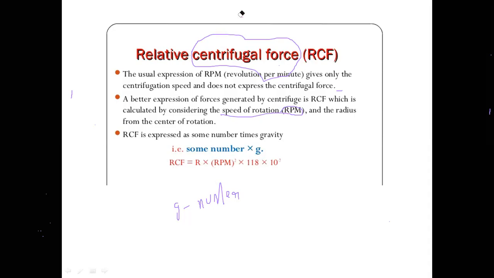You can write here 2000 RPM, or put 2000 G and calculate the RPM. They'll give the R, and the RCF is also given, so with the help of that we can calculate the RPM. If they want to know the RCF, and they give R and RPM, we can directly calculate.